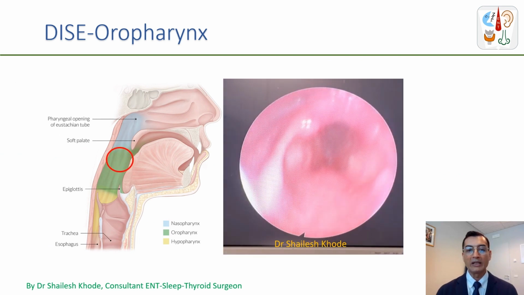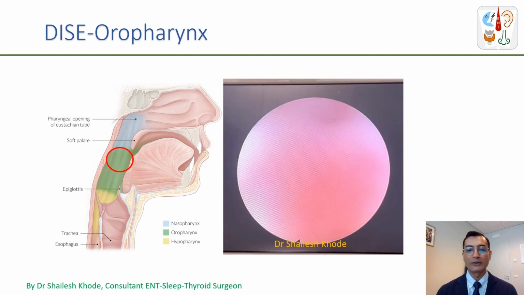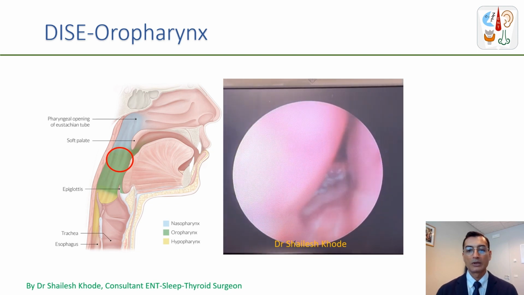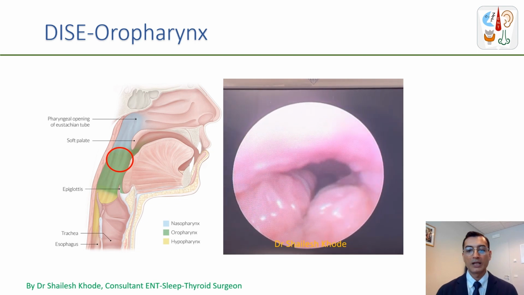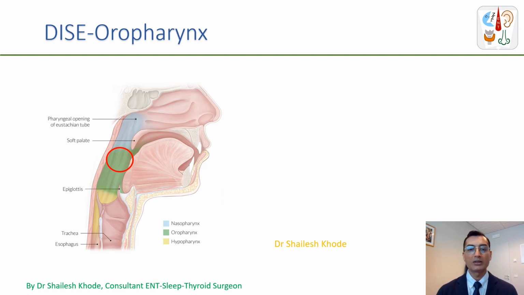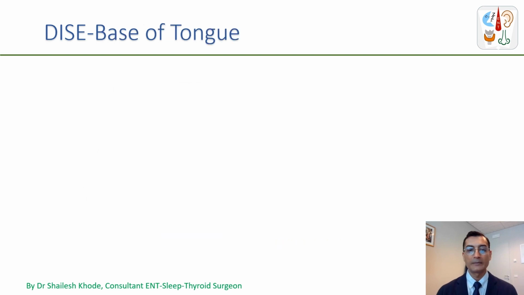in the oropharynx, the main culprits are hypertrophic tonsils. Can you do the jaw thrust for me? And you can see that the tonsils are kissing and making a sound and obstruction.